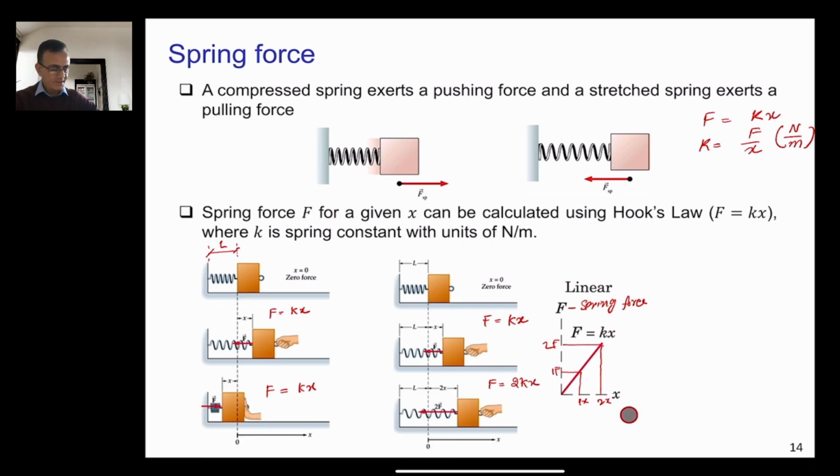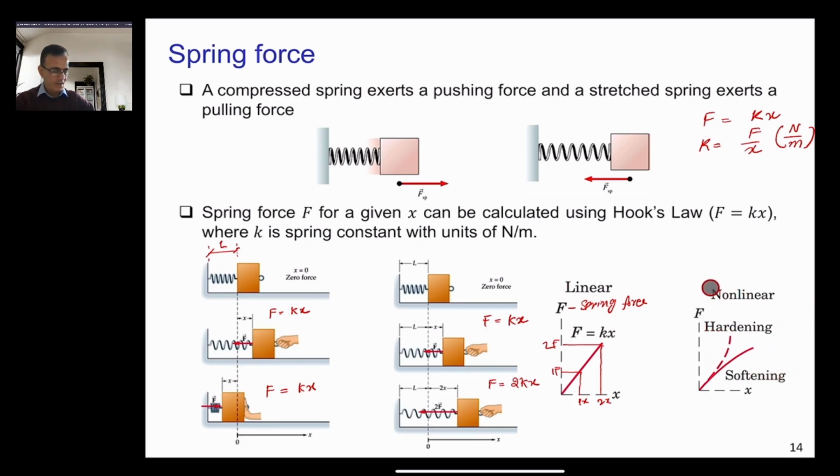But this is not true in reality. In reality, this law will not hold, especially if the stretch in the spring becomes too large. So in reality, you may see these two types of spring. One is where the plot will go this way here, which is what we call a softening spring, and the other can go in this direction here, which is what we call a hardening spring. This behavior is what we call the non-linear behavior of the spring.